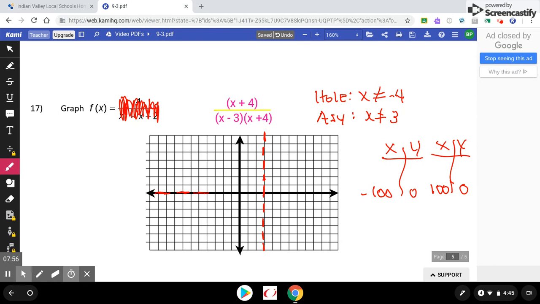Hopefully you guys can see this. Your teacher being partially colorblind, I really can't see it all. I'm just going to assume it's there and hope you guys can see it.